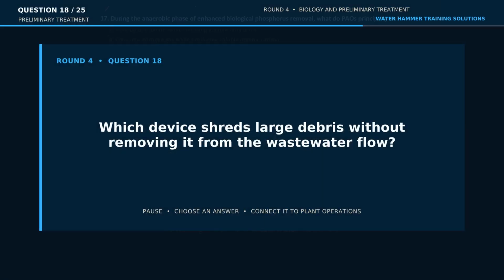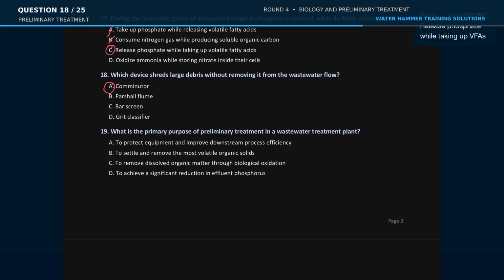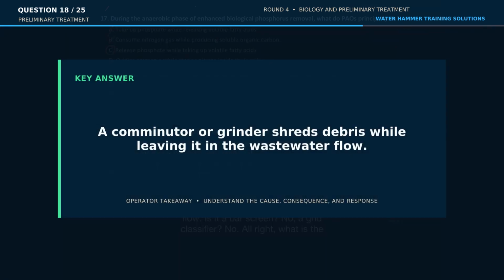Which device shreds large debris without removing it from the wastewater flow? It's going to be a comminutor. A comminutor is just like a garbage disposal. Think about the garbage disposal in your kitchen. It'll shred your waste, but it's not going to take it out. Is it a Parshall flume? No, that's to measure flow. Is it a Parshall screen? No, or grit classifier? No.